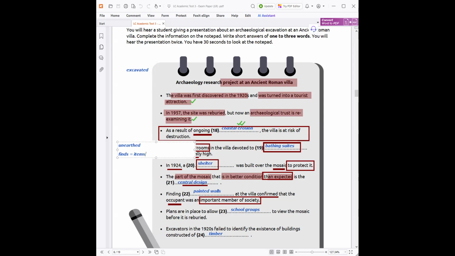And it was very exciting. Between us we unearthed numerous finds, including animal bone, shells, roof tiles and painted walls.